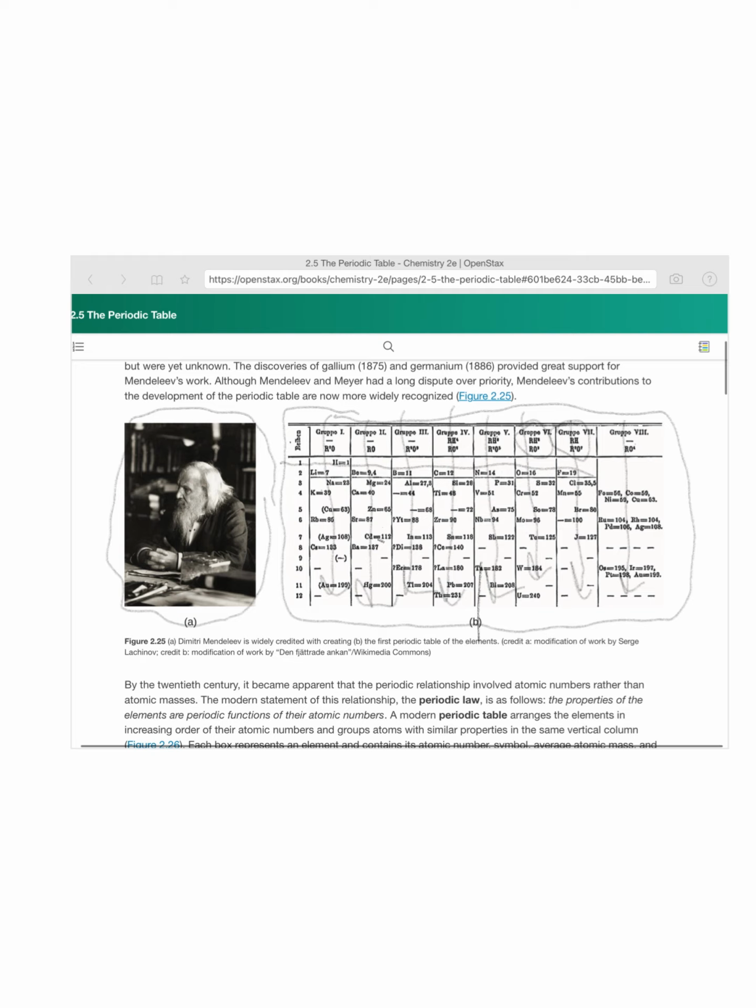What you will also notice is that we're missing the noble gases, and you're not going to find them on here. They weren't discovered till later, and that's because they're inert. They're very difficult to try and find because they're not reactive. Okay, so that's the periodic table that Mendeleev made.